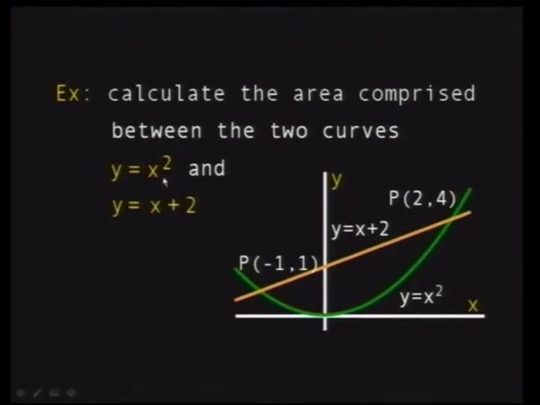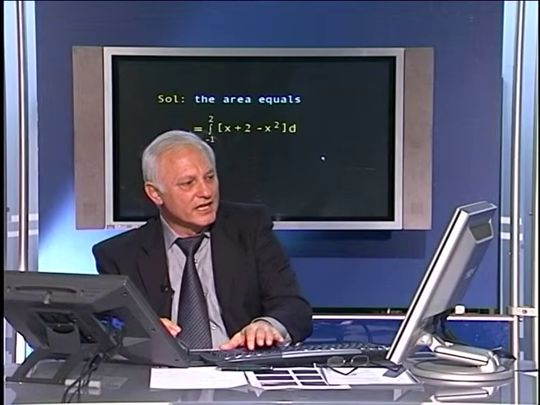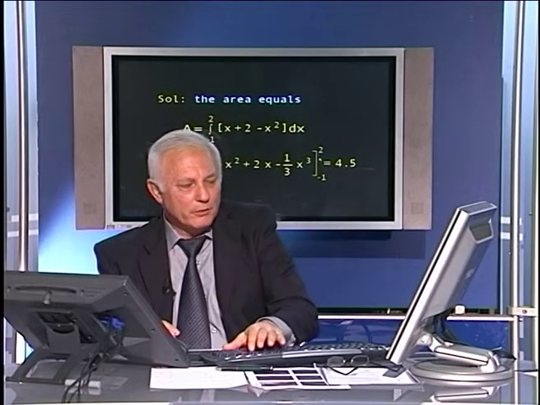The point 2 here corresponds to y equal to 4, whereas the point minus 1 here corresponds to y equal to 1. So you have to carry out the integral in the closed interval from minus 1 to 2 of x plus 2 minus x squared. And here it is. The area between the two curves is equal to this, from minus 1 to 2, and you get 4.5. You carry it out quite easily using the fundamental theorem, substituting between the two limits of integration.